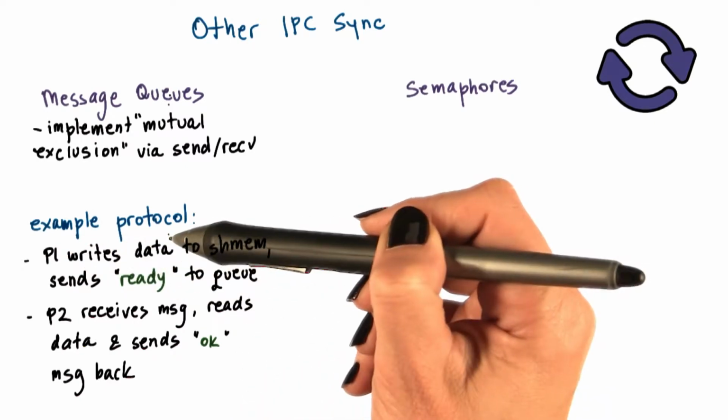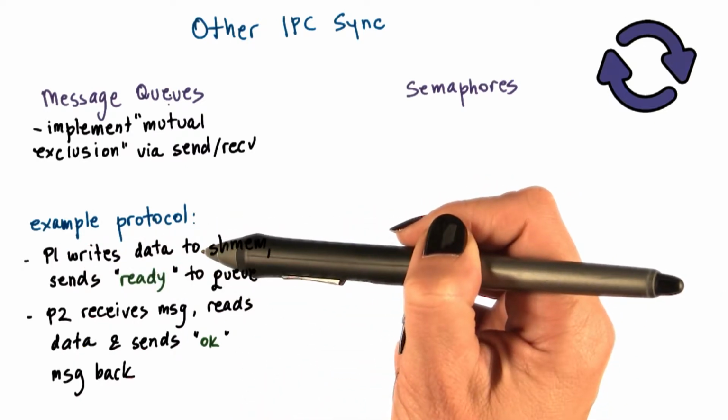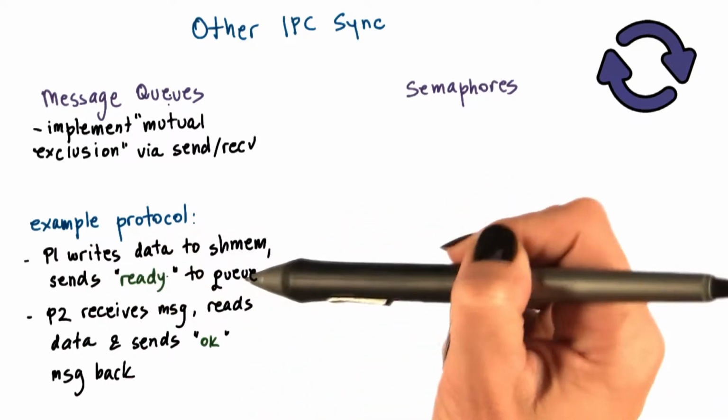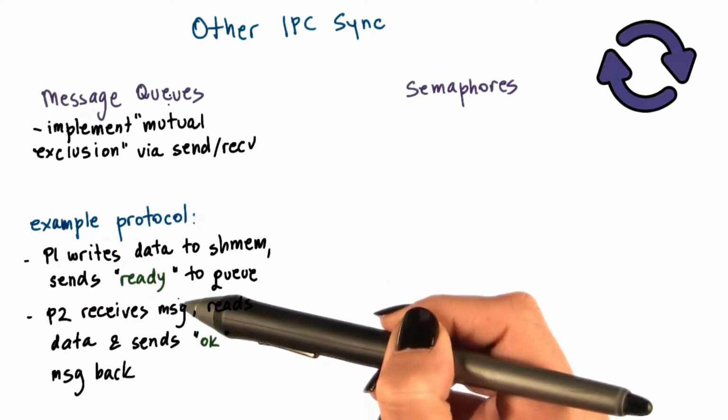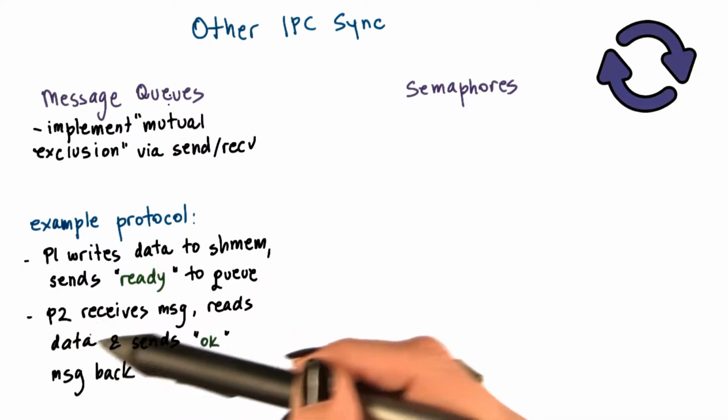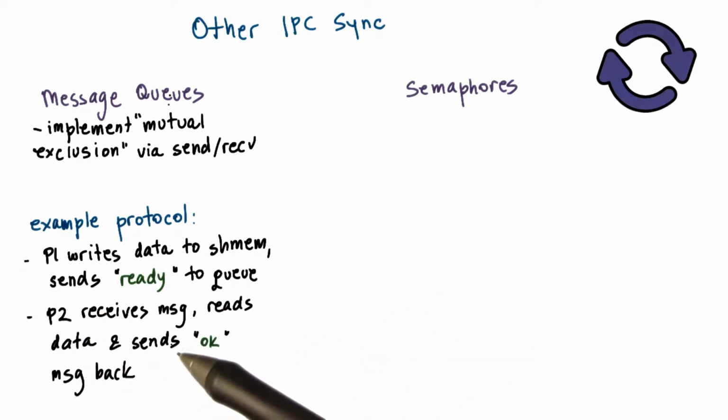The first process writes the data to shared memory, and then it sends a ready message on the message queue. The second process receives that ready message, knows that it's okay to read the data from the shared memory, and then it sends another type of response, an OK message, back to P1.